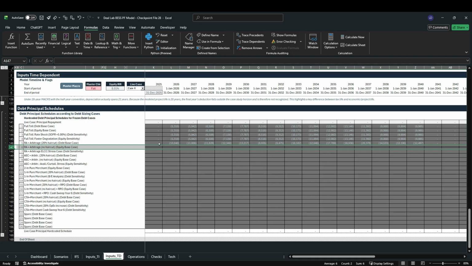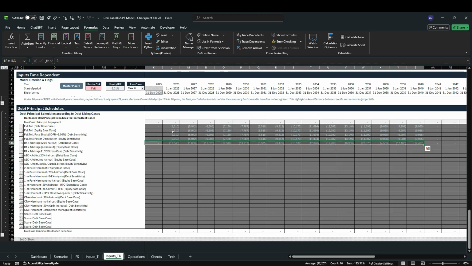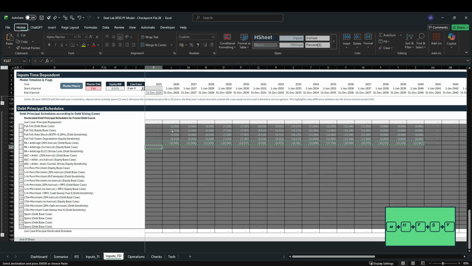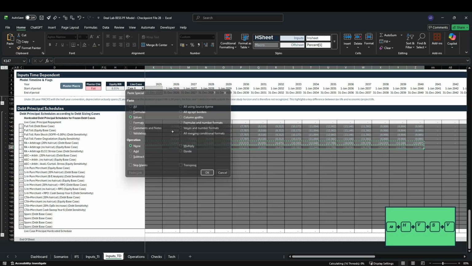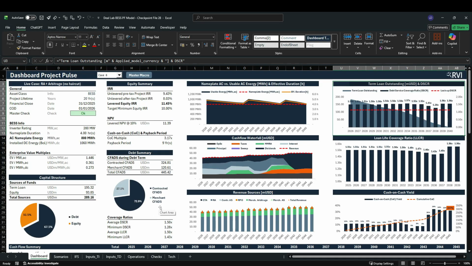So the first step could be that you pick up the debt schedule from our debt sizing case and just copy and paste the values of that case. And then if we move over to the dashboard, you will see that we now have our debt in the cash flow waterfall. You can also see that it's showing up in our DSCR right here. And our levered equity IRR has improved significantly.